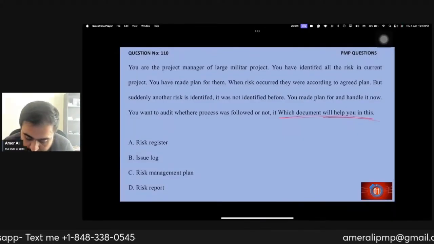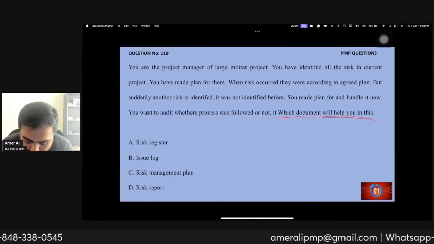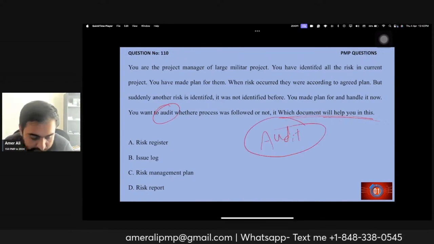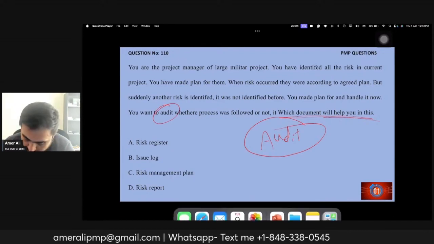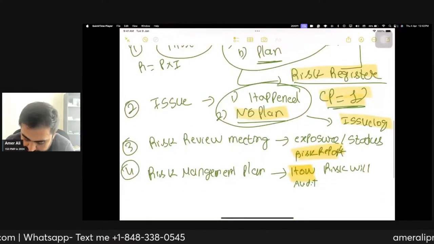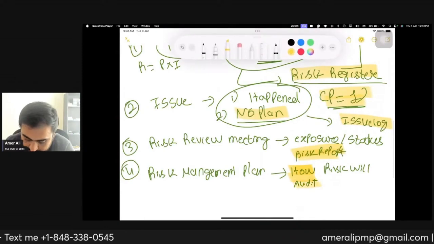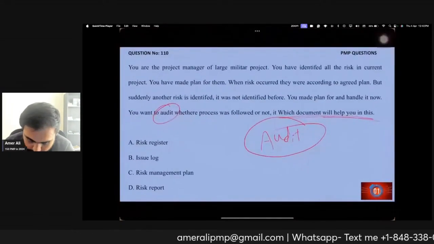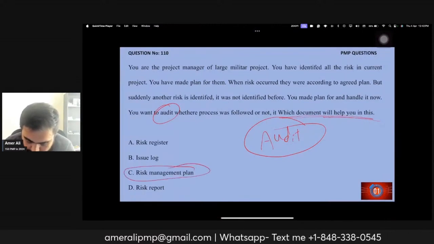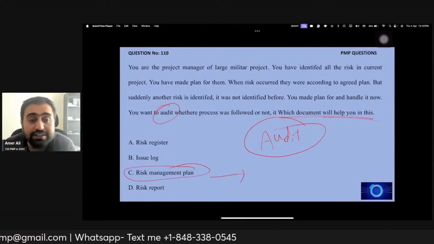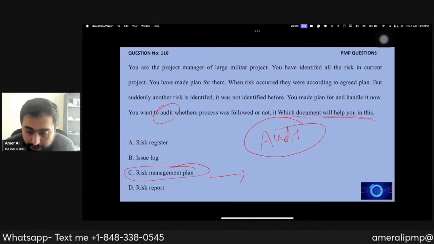You have a large project, you have identified, you made a plan. Audit. The question categorically says audit. So we have our checklist. We made it. If we go to the checklist, it says that if the question says audit, we go to the risk management plan. All right. So we close our eyes, we go there. So that's an important tip. Now you can easily see which document we need to look into.